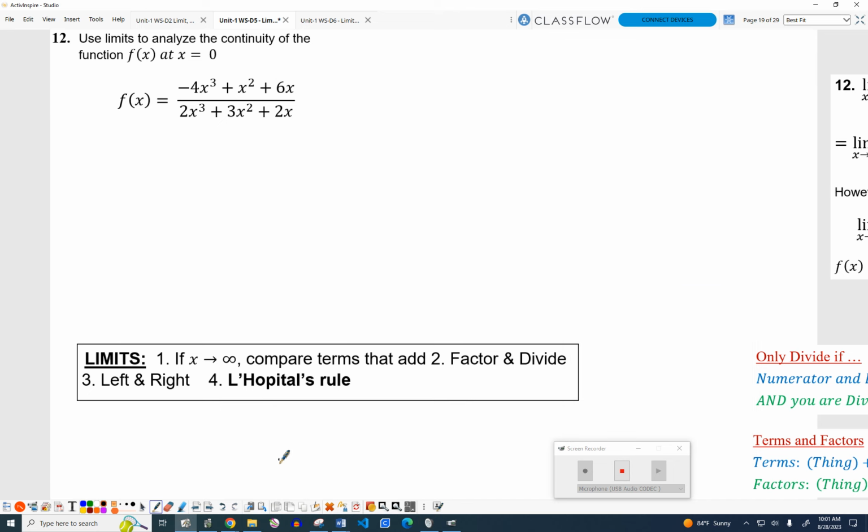Okay, 12. Here we go. Start with limit, x approaching 0 of f. You have to write that, otherwise the grader doesn't know where you're headed.